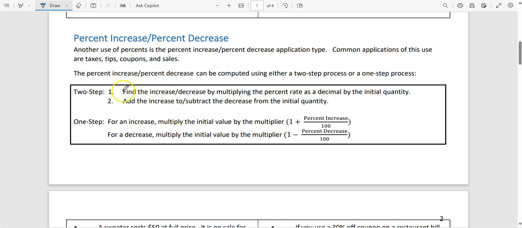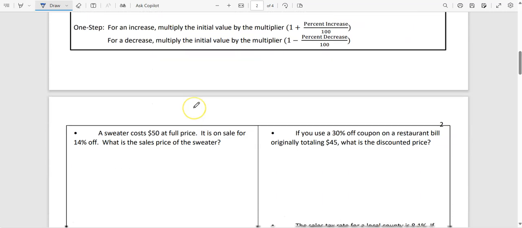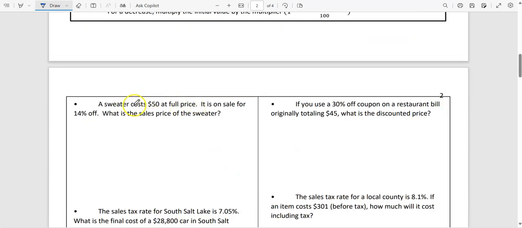So first off, the two-step: find the increase or decrease by doing a basic multiplication of percents as discussed above, and then add or subtract that to the original quantity, depending on if it's an increase or decrease. So let's first look at that, and then we'll go back and look at the one step. So a sweater costs $50 at full price. It is on sale for 14% off. What is the sales price of the sweater?